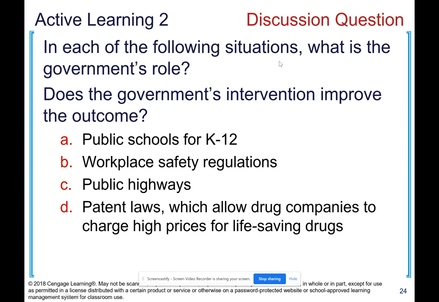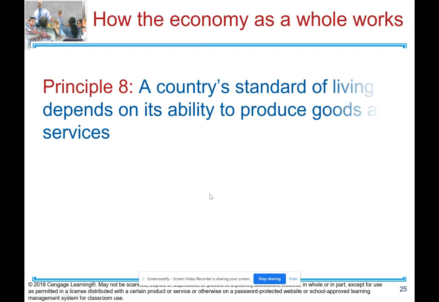Active learning, too. This is a discussion question. Think about this. In each of the following situations, what is the government's role? Does the government's intervention improve the outcome? Number A, public schools. Number B, workplace safety regulations. Number C, public highways. Number D, patent laws, which allow drug companies to charge high prices for life saving drugs. How do you assess the role of government in this?